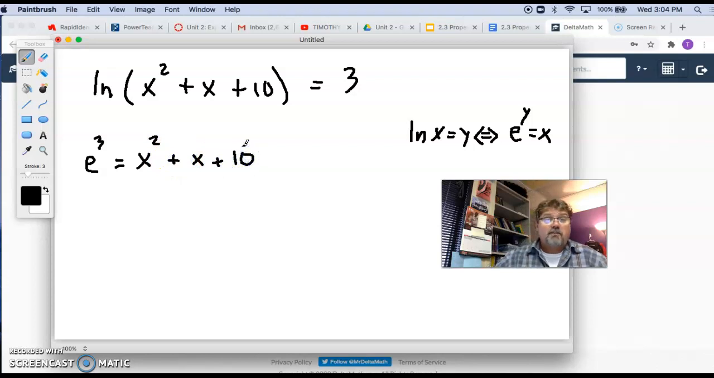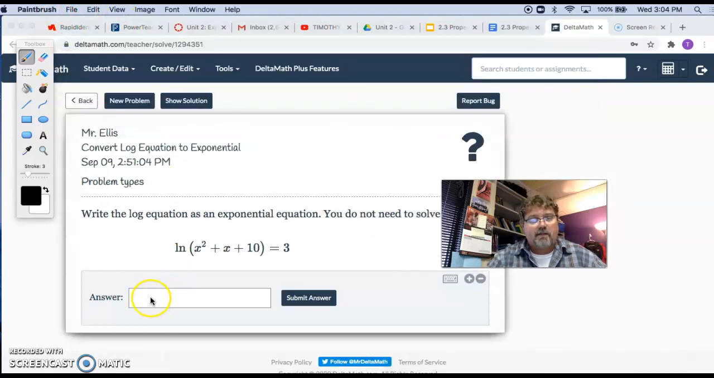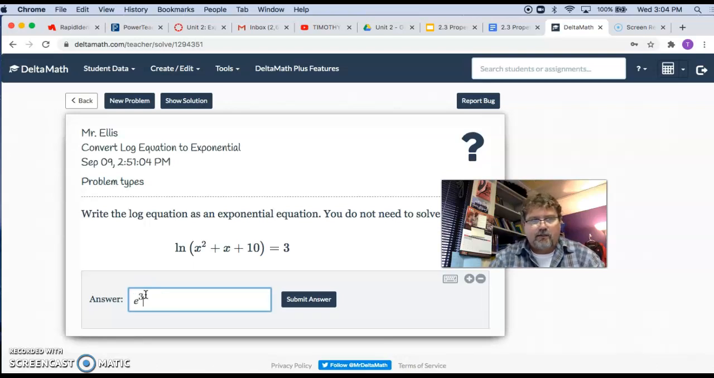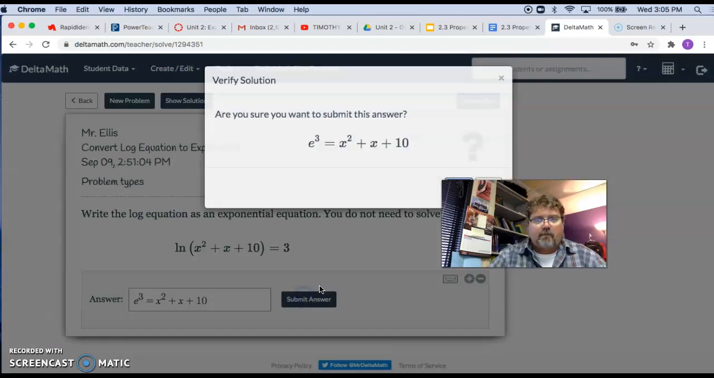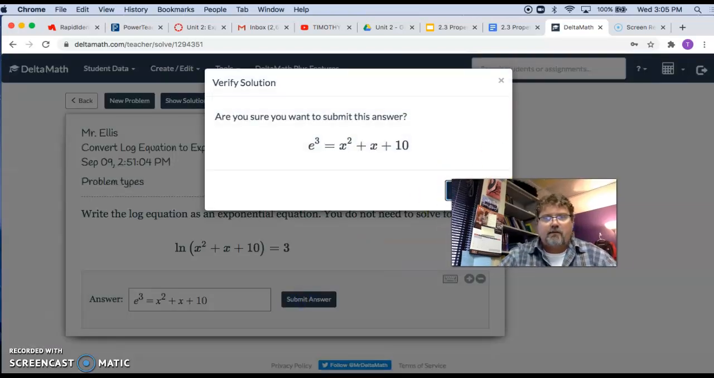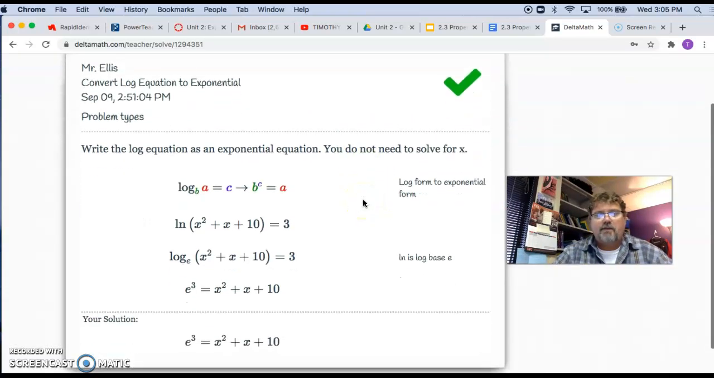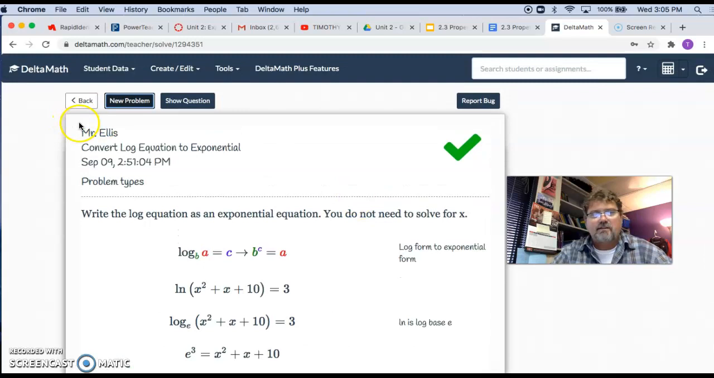We're told not to solve it, so I'm pretty sure that's it. So we'll type it in, and I'll see how e. Use your caret key, get your 3, and that's equal to x squared plus x plus 10. And that's what they wanted. Now they even give decent instructions if you mess these up, okay?